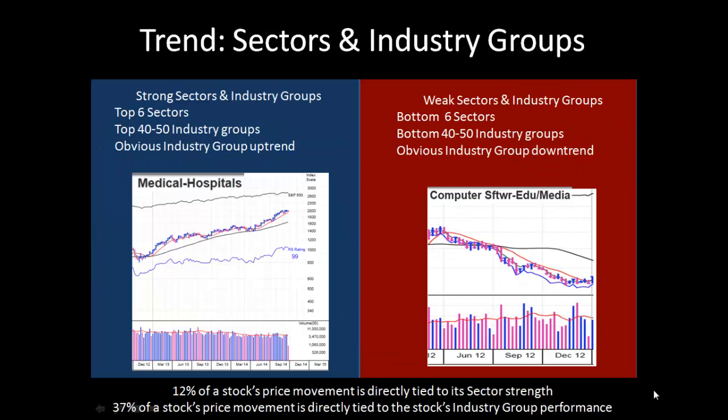Usually you focus in on the top 6 sectors and the top 40 to 50 industry groups, and you want to see an obvious uptrend in each group and in each sector. It'll be easy to spot weak sectors. You just look at a chart and you can see it's going down. And you can usually find good examples of that in the bottom 6 sectors and the bottom 40 to 50 industry groups.